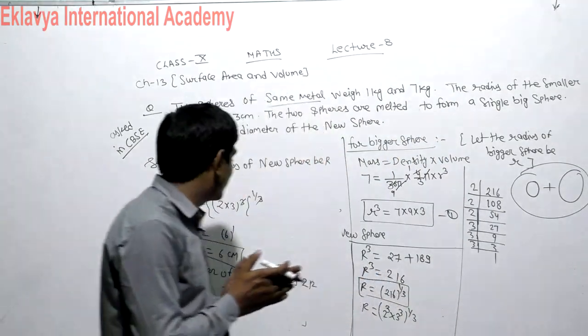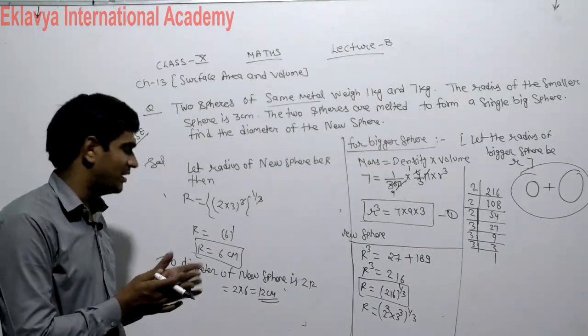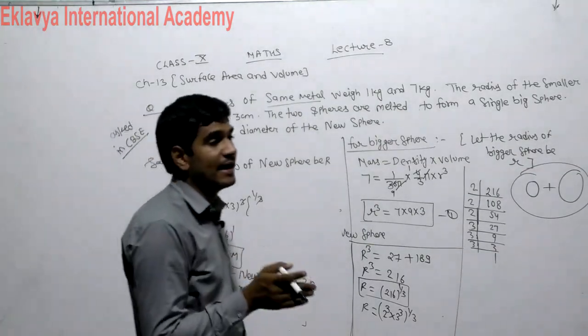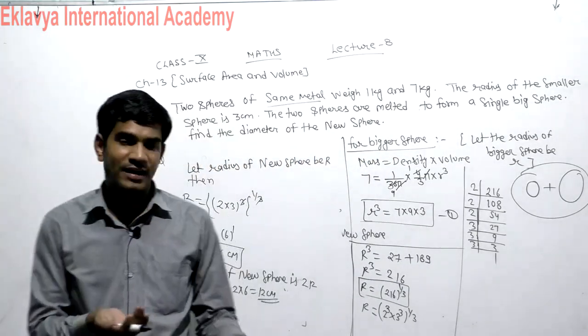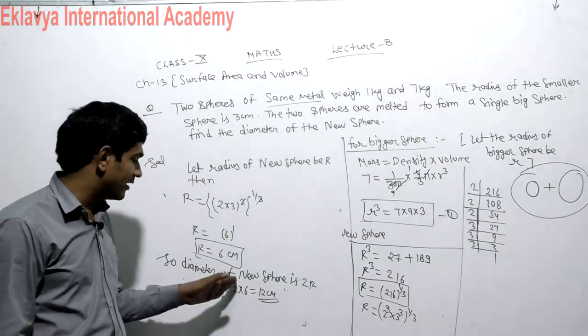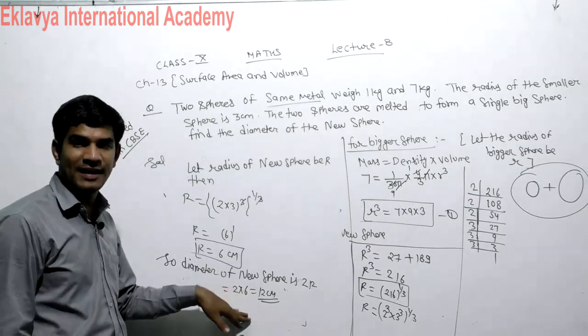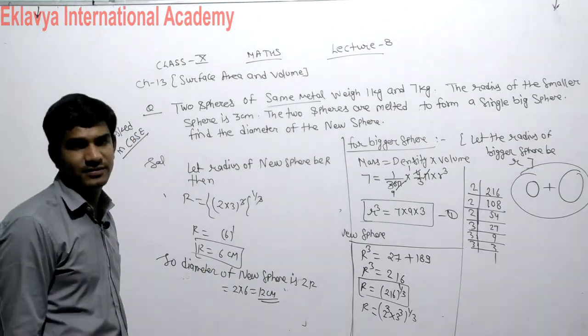After finding the radius of the new sphere, what did you have to find in the question? The diameter. So we know that the diameter is just double its radius. So we can find that their radius is, sorry, their radius is 6 centimeter. So what is the diameter? Twice the radius, that will come to 12 centimeter.